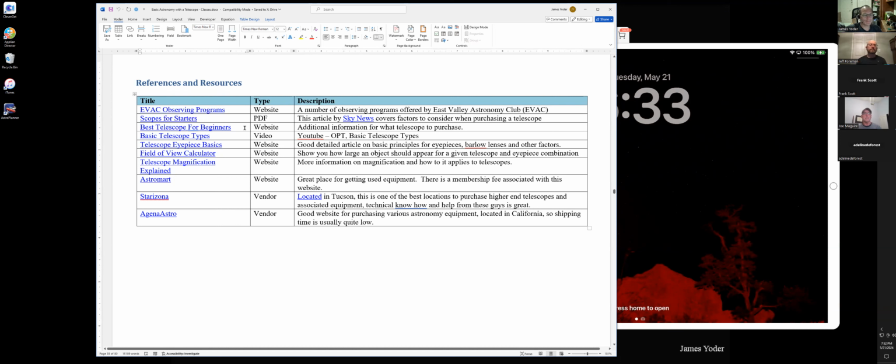Same with the best telescope for beginners. Basic telescope types is where I got some of the information. And basics on eyepieces. If you are thinking about buying a nice eyepiece, this is a good article to read about the different designs and considerations. How much can you pay for a good eyepiece? The Plössl eyepiece seems like a pretty cost-effective design because you can get pretty decent eyepieces. I think I'd mentioned to you the 40 millimeter from Celestron is $50 for an eyepiece, and that's pretty good.